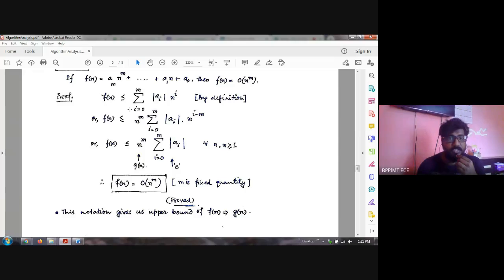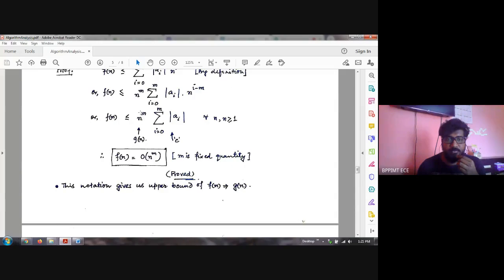That is very intuitive. Now in the next step, you forcefully bring n to the power of m out of the summation operator, and accordingly inside it will be n to the power of i divided by n to the power of m, so it is n to the power of i minus m. So in the next line, f(n) is less than or equal to n to the power of m times the summation. N is the problem instance, some value like 10, 20, 30, 40. N is the variable. So this is the variable part, n to the power of m.